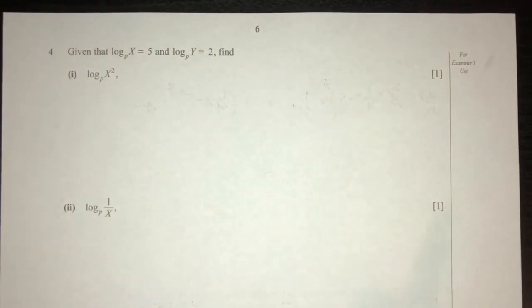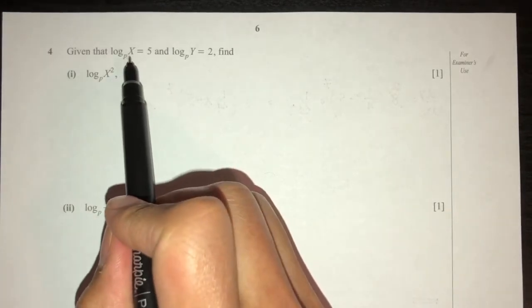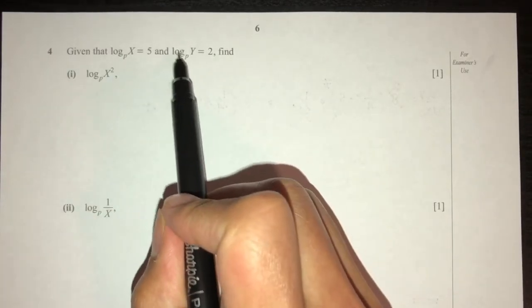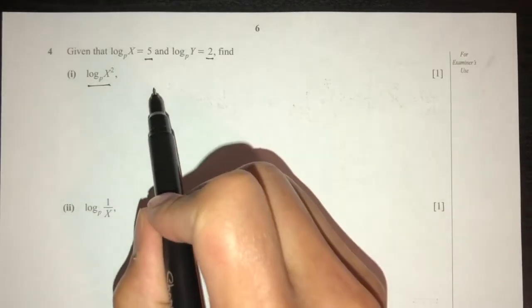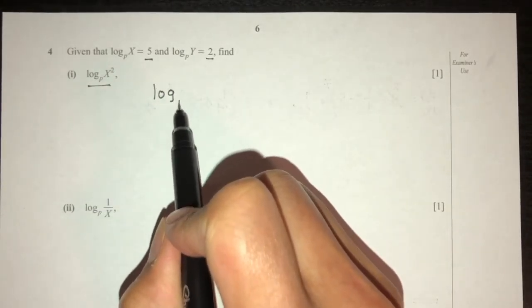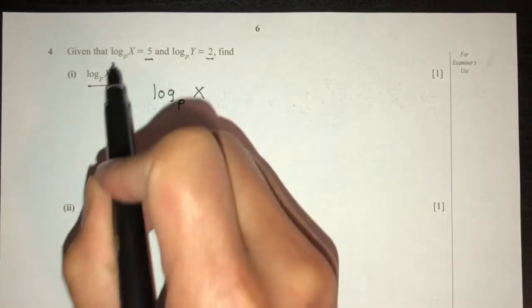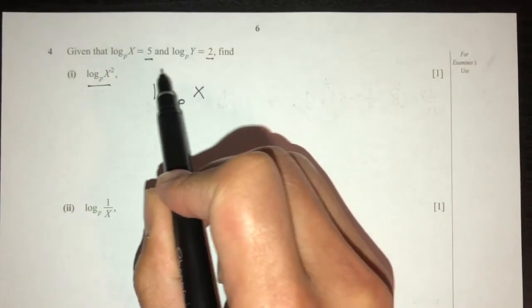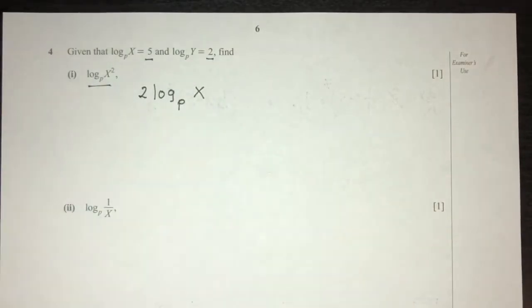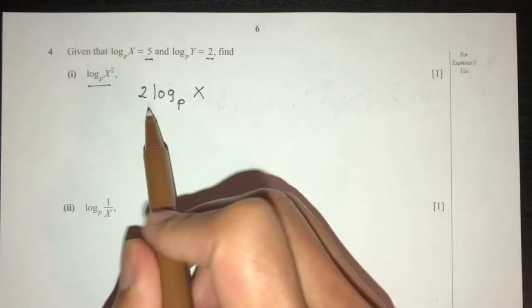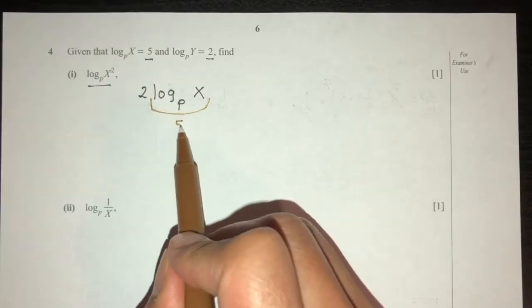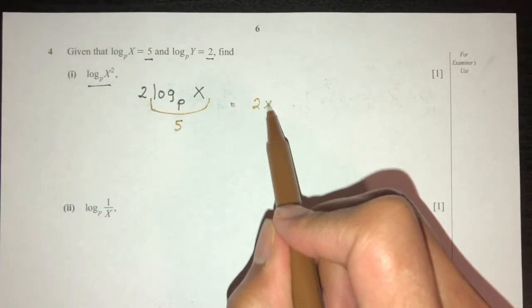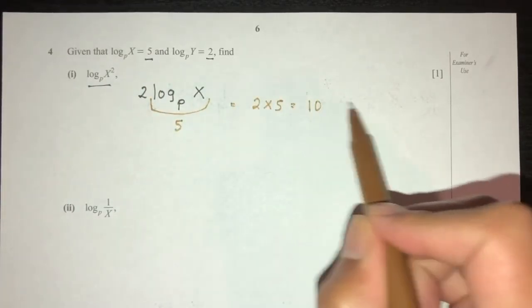So given that log base p of x is equal to 5, log base p of y is equal to 2. So find this value. So as you can see, we have log base p, we have x with a power here, we can send the power to the beginning, it becomes 2. So now you observe that this thing right here is given to you. This is equal to 5. So your answer is 2 times 5, 10.